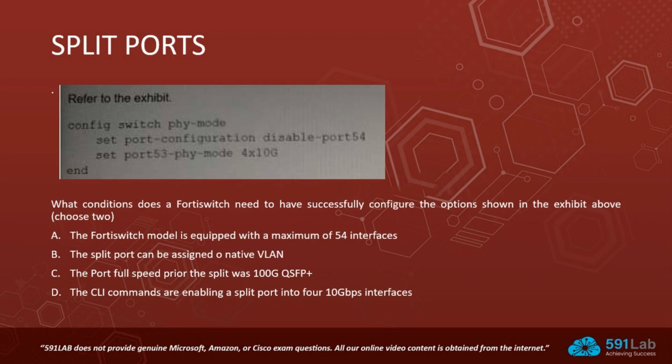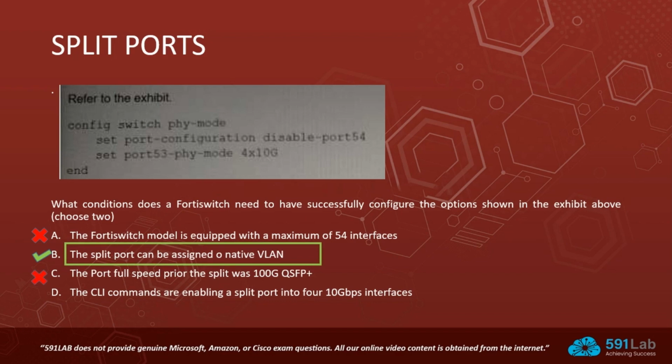Answer A. The FortiSwitch model is equipped with a maximum of 54 interfaces. This answer is incorrect. Answer B. The split port can be assigned to native VLAN. This answer is correct. After splitting, the port can be assigned to a native VLAN. Answer C. The port full speed prior to the split was 100 gig QSFP plus. No, this answer is incorrect.